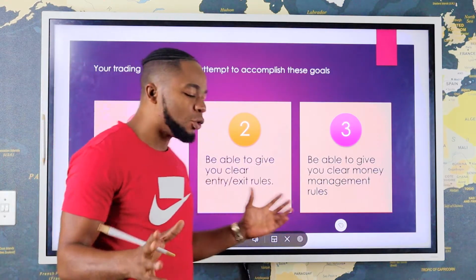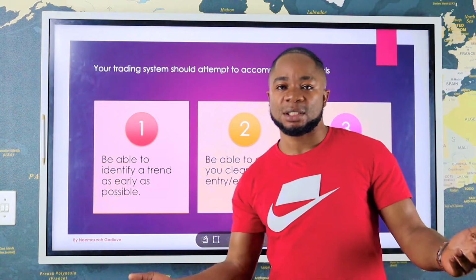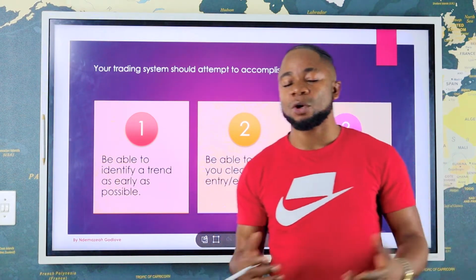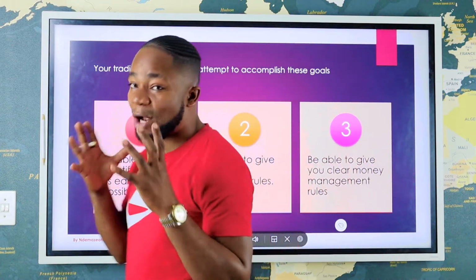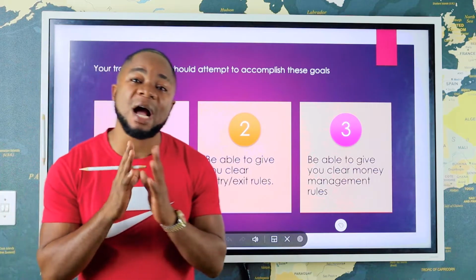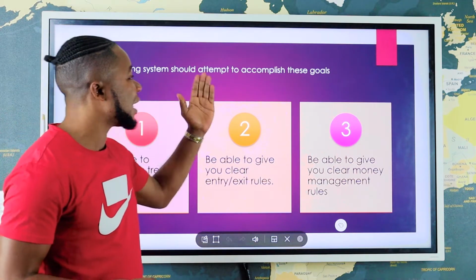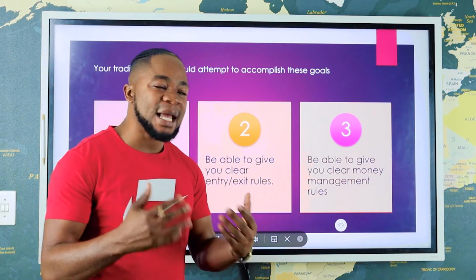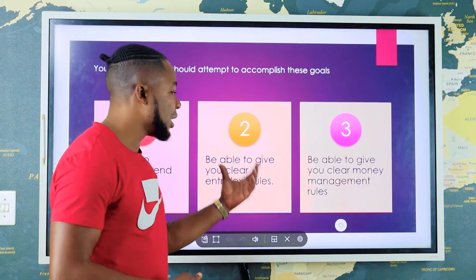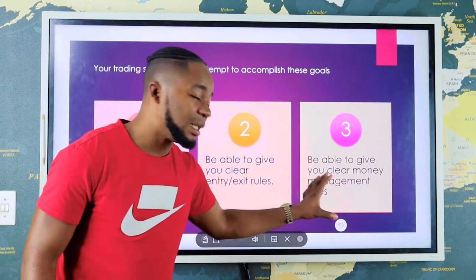So before you create your own trading system, a trading system is the same as a trading strategy. Before you create your own trading system, your trading system should attempt to accomplish a goal. You should have a goal in mind, and that's why I say your trading system should attempt to accomplish these goals. Before you create any strategy, by the end of that strategy, these 3 goals should be accomplished. That means you should be able to meet these 3 goals.